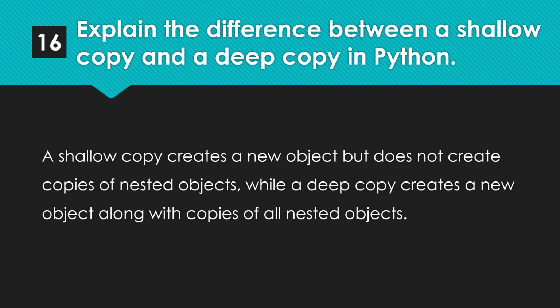Explain the difference between a shallow copy and a deep copy in Python. A shallow copy creates a new object but does not create copies of nested objects, while a deep copy creates a new object along with copies of all nested objects.